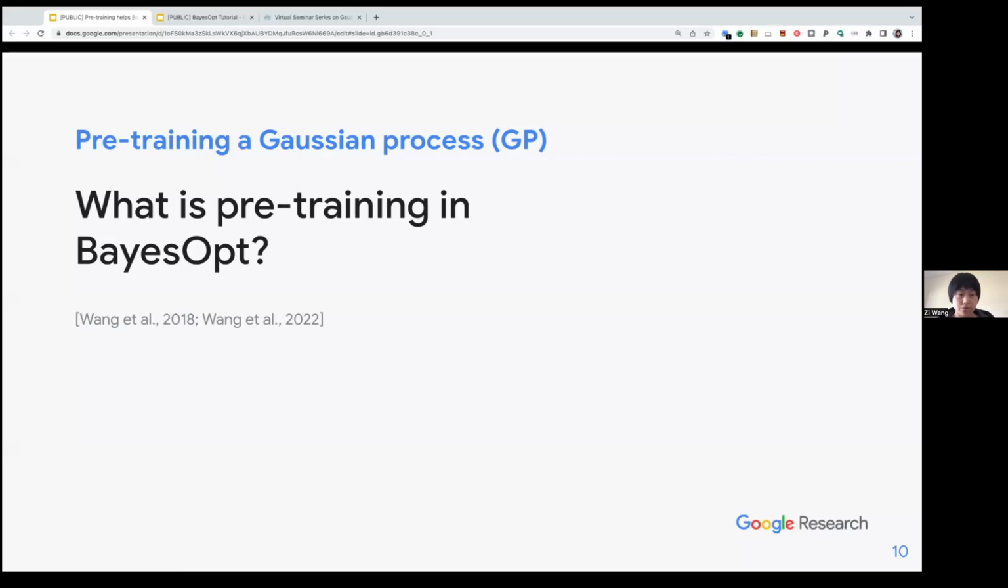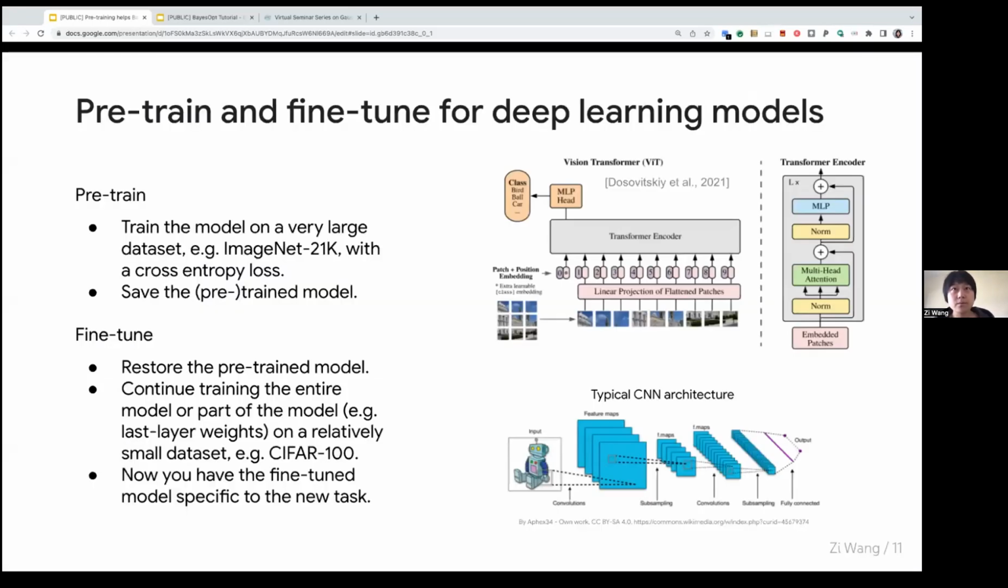Okay, so what does pre-training mean in Bayesian optimization? Let's scope down from machine learning as a whole, with Bayesian optimization as a representative, to Bayesian optimization itself. So before that, let's look at what it means in the modern deep learning world. It's actually really simple. We have all these vision models, from CNN to vision transformer, and the pre-training step typically means we train the model on a very large data set, with a certain loss that you define, and then we save the pre-trained model. It's as simple as that.